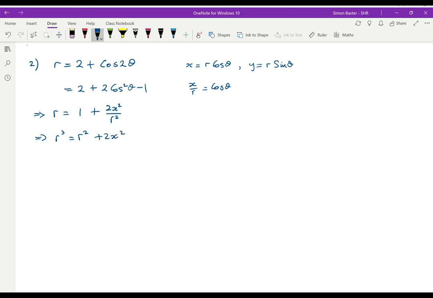And of course, r is the length of the line. Pythagoras tells us that r squared therefore is x squared plus y squared. Or you can do it from the equations at the top, r squared cos squared plus r squared sine squared. So r cubed is x squared plus y squared to the 3 over 2. r squared is x squared plus y squared. If I then add 2x squared, I get 3x squared plus y squared.